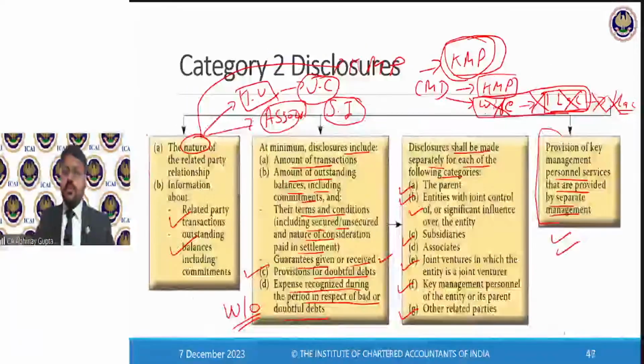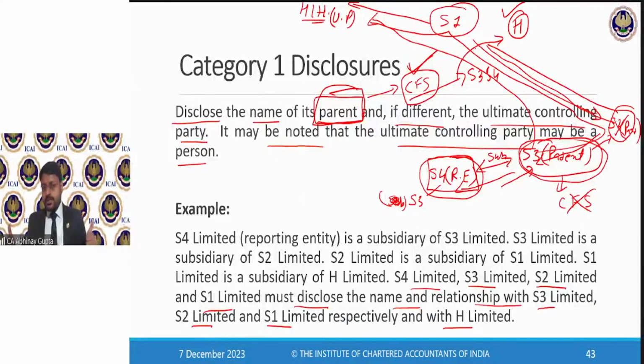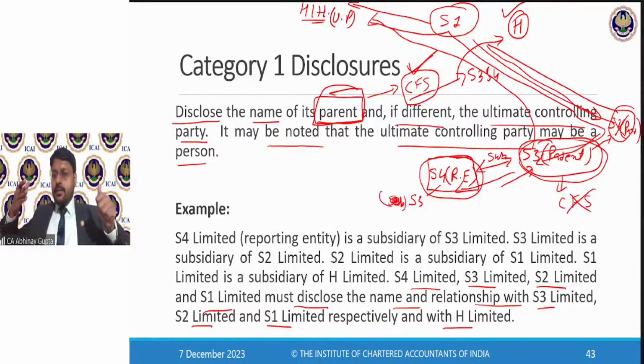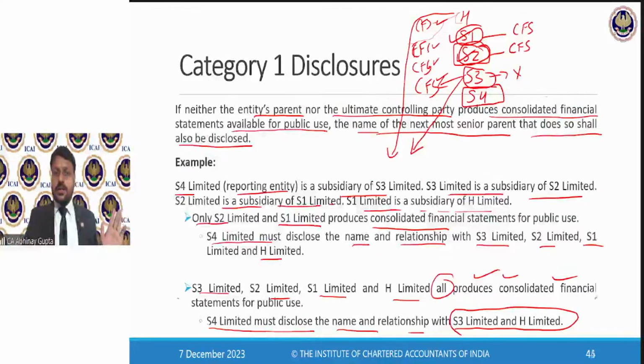To summarize what we have learned on category 1 and category 2: there are two types of disclosures. Category 1 disclosures talk about the relationship disclosure, because there might or might not be a transaction, so the relationship anyway needs to be disclosed. Which relationships need to be disclosed? Parent company, ultimate parent company, and the subsidiary companies. All these need to be listed as related party relationships, irrespective of whether there are transactions or not.